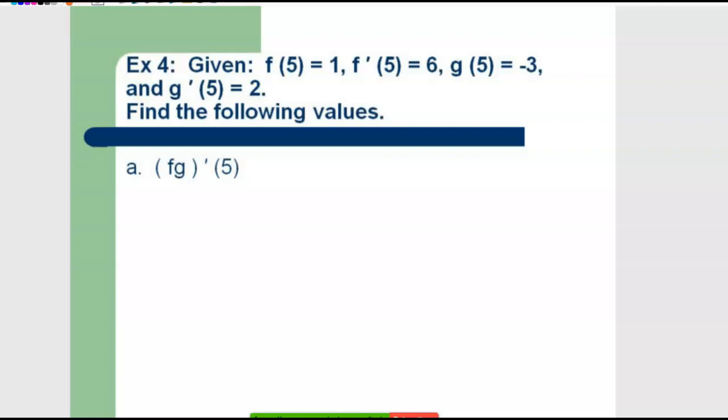So the first one says, find the derivative of f times g at the x value of 5. That's what that's saying. It's saying find the derivative of f times g at x equals 5. F times g is a multiplication, right? So if it's multiplication, I need the product rule. So the product rule says first, so that would be f of 5 times derivative of the second, so that would be g prime of 5 plus the second, so g of 5 times derivative f prime of 5.